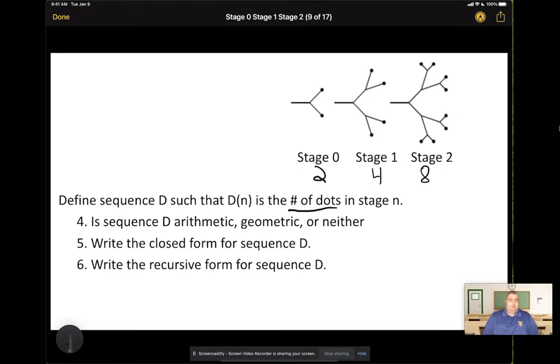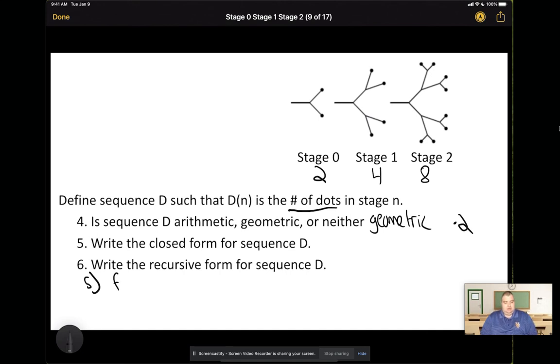So to answer question 4, is sequence D arithmetic, geometric, or neither? This is pretty clearly going to be a geometric sequence because I'm multiplying by 2. I'm doubling each time. So number 4, it is a geometric sequence. Number 5, write the closed form for sequence D. Again, if you forgot the formula for closed form for geometric sequences, look back at your lesson notes from the last video, lessons 8 and 9.